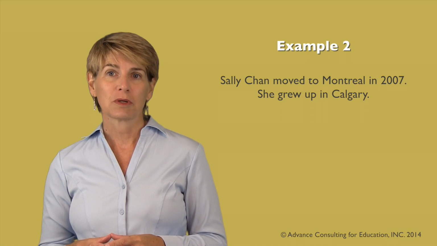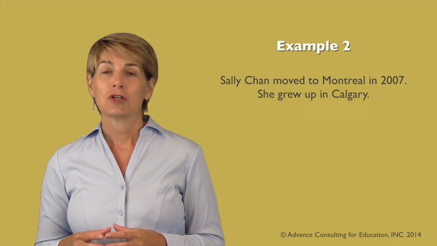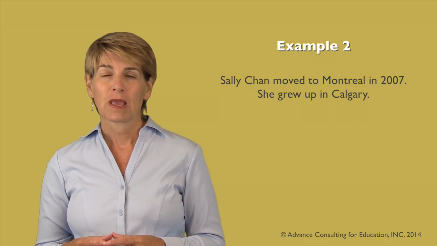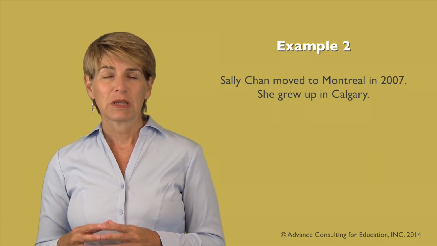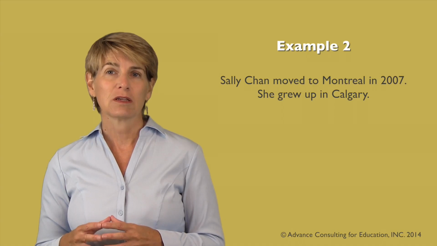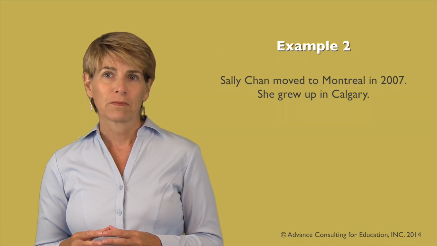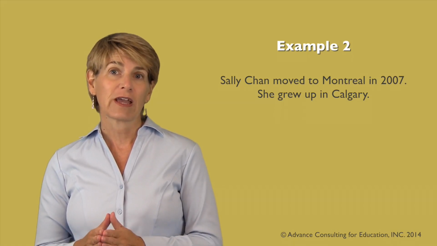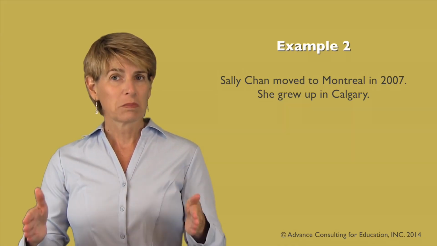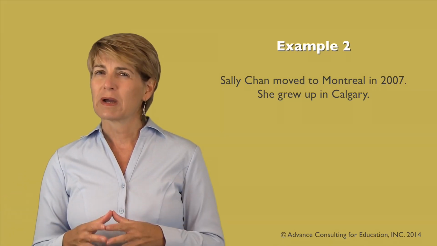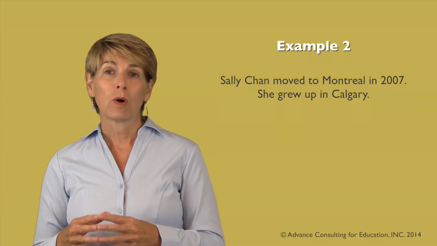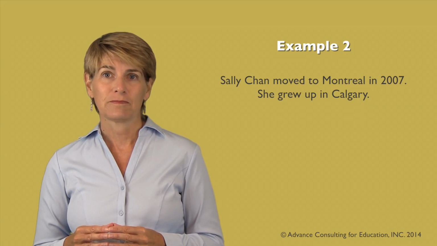Here's another example. Sally Chan moved to Montreal in 2007. She grew up in Calgary. It's still pretty clear what she, the pronoun, is referring to, because the antecedent, Sally Chan, is still not that far away. But it would be less clear if I had maybe two other sentences between those two sentences, and then there would be a lot of distance between the antecedent and the pronoun. Then the reader might not be quite as clear about what that pronoun is referring to.